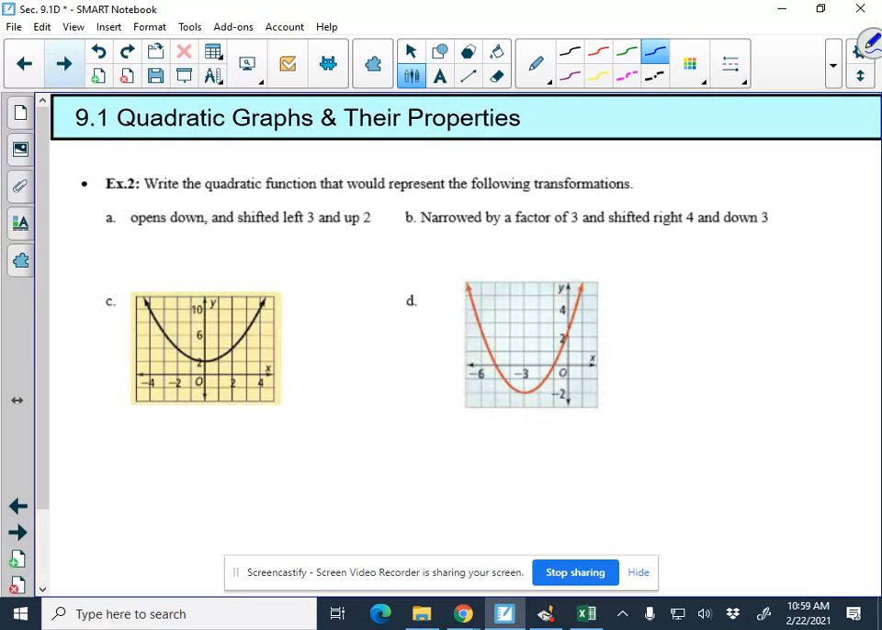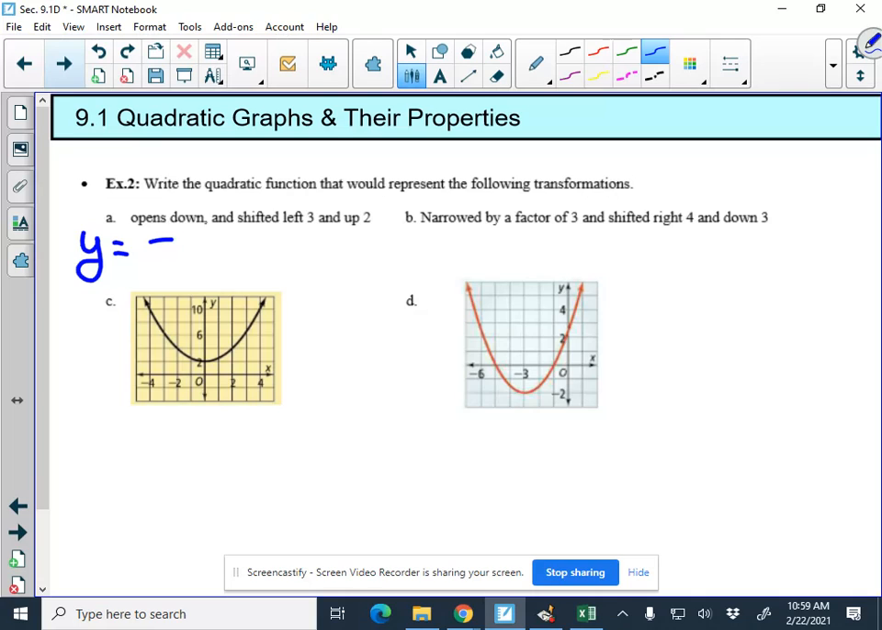All right. Now, we sometimes have to do the opposite. We're told what it does. So in part A, here it says it opens down. If it opens down, that's also another way of saying it reflects. So y equals, what's the first thing we should see? If it reflects, a negative. Okay? That's how it opens down.